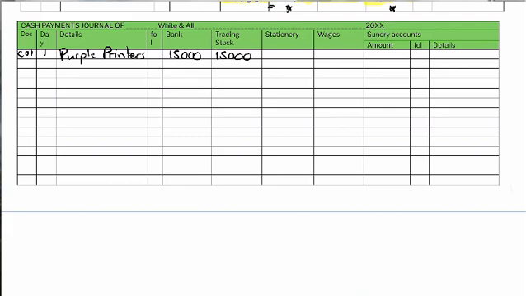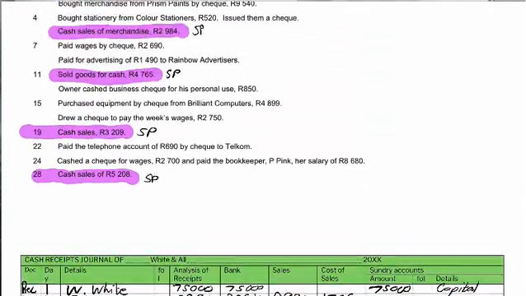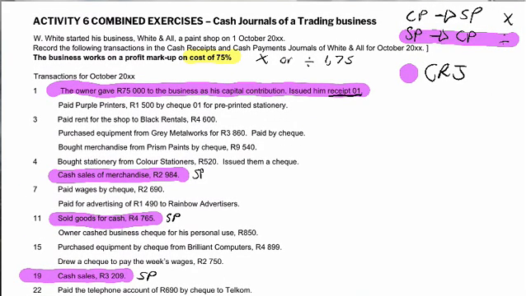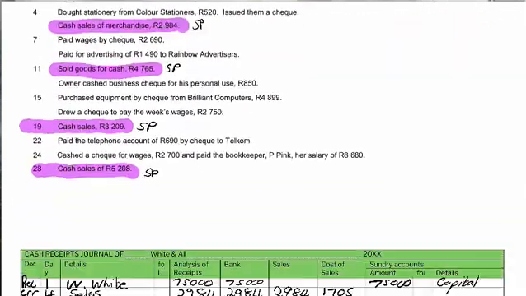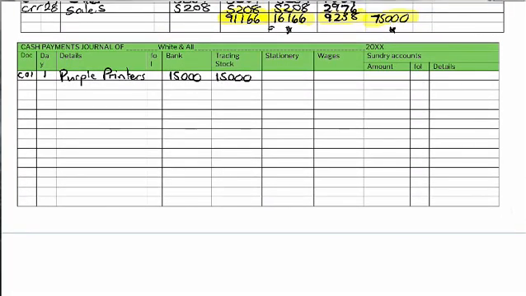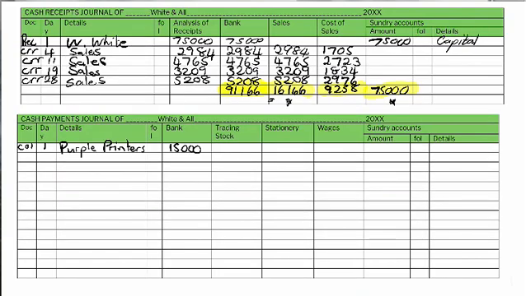Sir, I don't understand why you put it on the trading stock for the stationery. Let's just read the transaction again. It is pre-printed stationery. You are dead right. We are not buying trading stock. We are actually purchasing stationery. So that 15,000 rand should go under stationery.